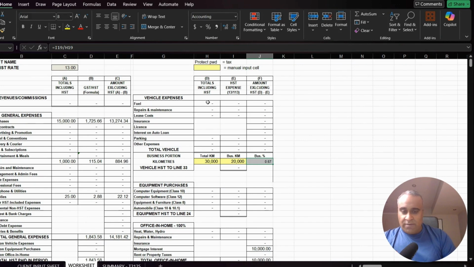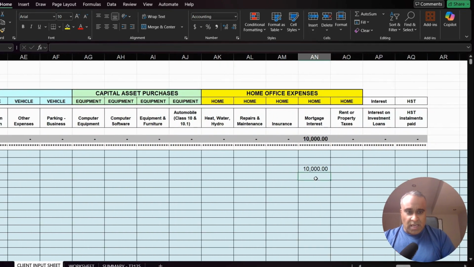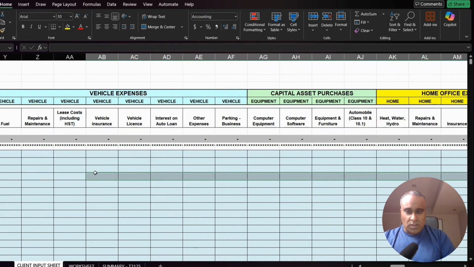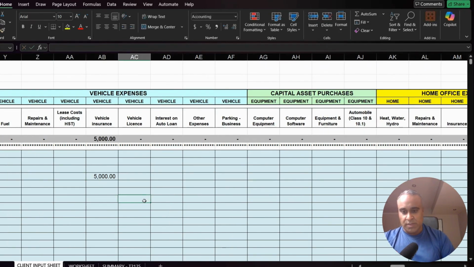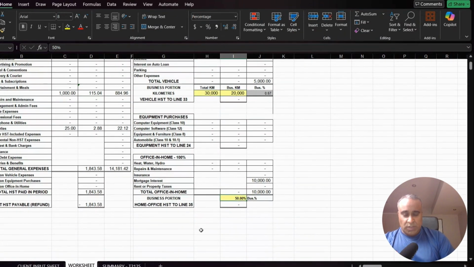We don't have anything on the client input sheet yet, but if we did, let's do it right now. Let's say our vehicle insurance is, for argument's sake, $5,000. So we come here and we see the 5,000 here. And then on the tab, you'll see the proration. You don't have to worry about this tab, summary 2125. That is strictly for my purposes, so you do not need to do anything with that. This is the only thing you really need to update.